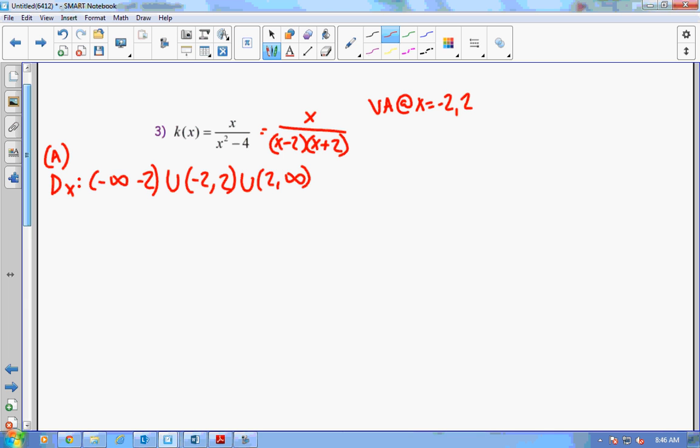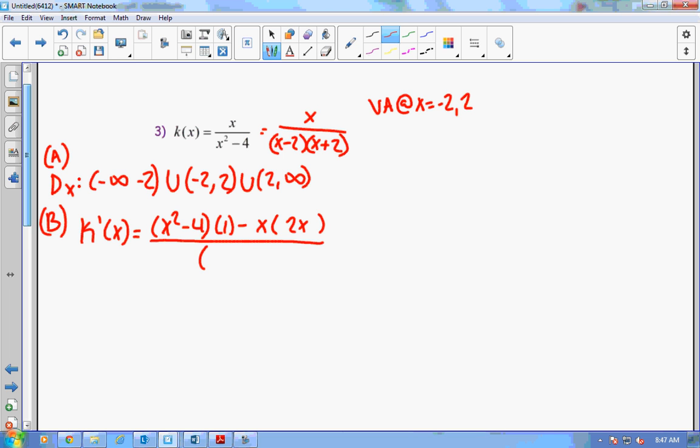Okay, part B was take the derivative. So K of x, how would I notate the derivative of K of x? K prime of x. Ho d hi minus hi d ho over ho ho, right? Ho d hi: what's the derivative of the high? 1. Minus hi d ho: what's the derivative of the low? 2x. All over ho ho, x squared minus 4 all squared.